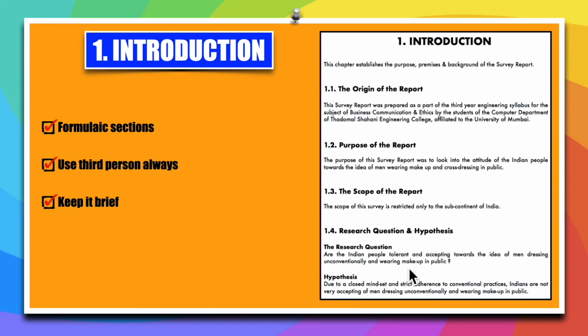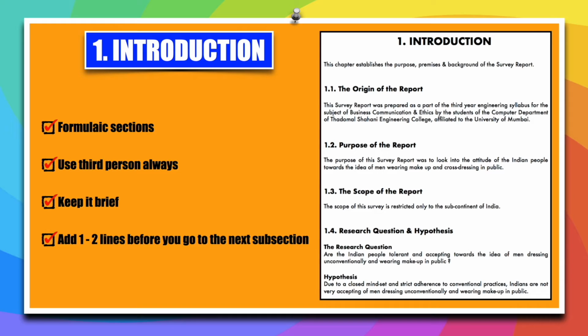Now, if you answer the research question, you get your hypothesis. I'm reading the hypothesis. Due to a closed mindset and strict adherence to conventional practices, Indians are not very accepting of men dressing unconventionally and wearing makeup in public. Now, this is the claim that my students have made. With the help of the statistical data, they will either be able to prove their hypothesis as right or wrong.